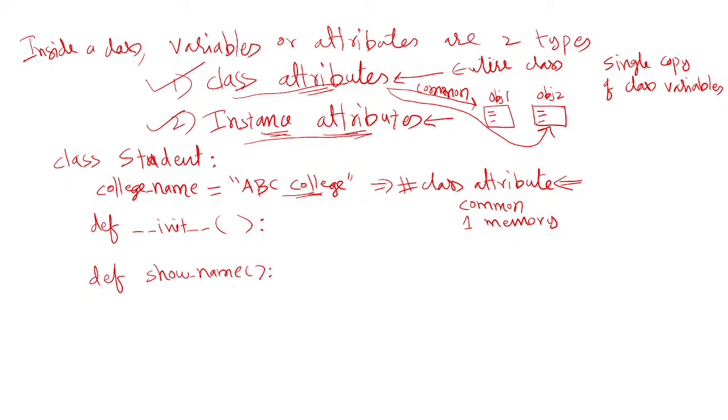Class attributes belong to the entire class. There will be only a single copy of these class variables, common to all the objects, whereas instance variables are separate. Each instance or each object will have its own copy of these instance variables or attributes. Separate memory will be allocated in each object for this.